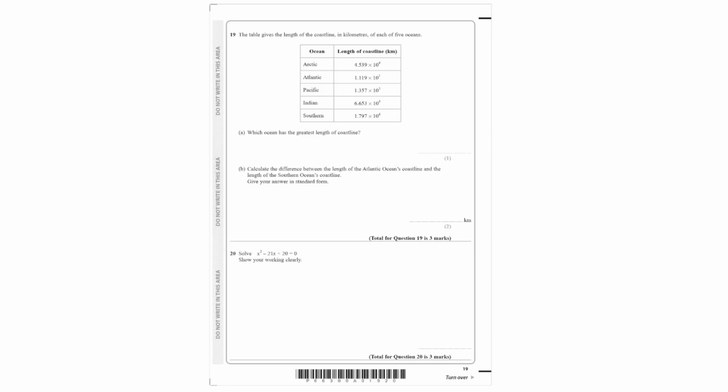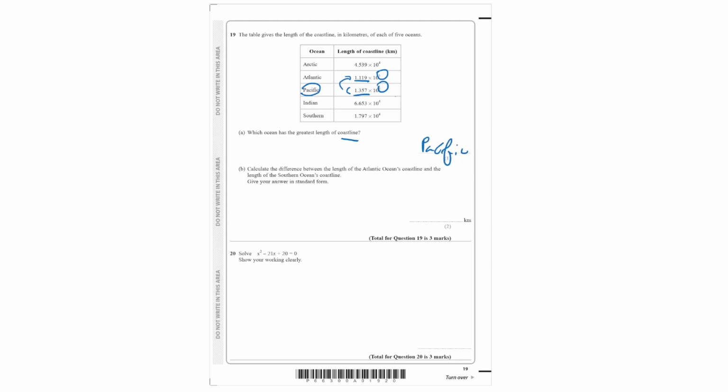Question 19. The table gives the length of the coastline in kilometers of each of 5 oceans. Which ocean has the greatest length of the coastline? So I can see here that all have a base 10 to different powers. If I can find one with the greatest power, I can then find the greatest length. Notice how these both have to the power of 5, but they are two different numbers. And 1.357 is greater than the Atlantic. So we can write here the Pacific has the greatest length. So Pacific.